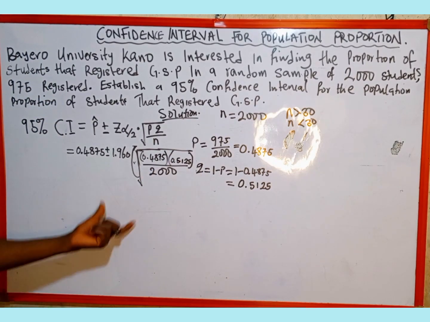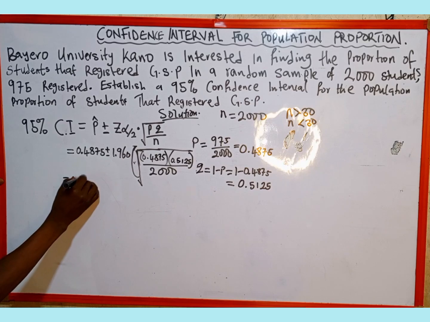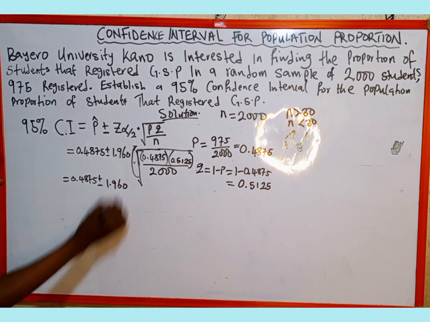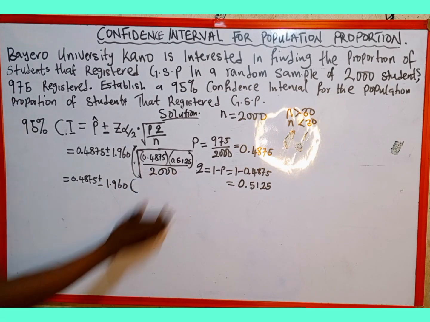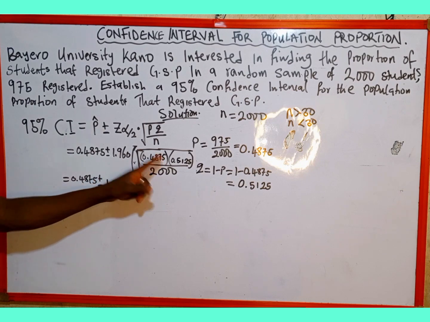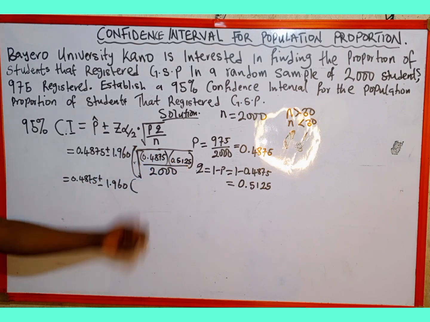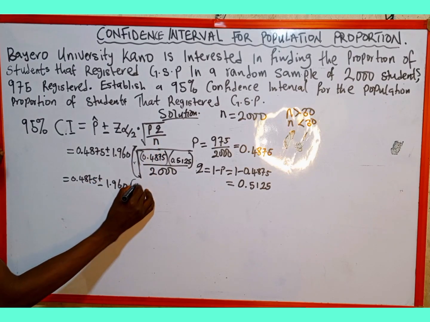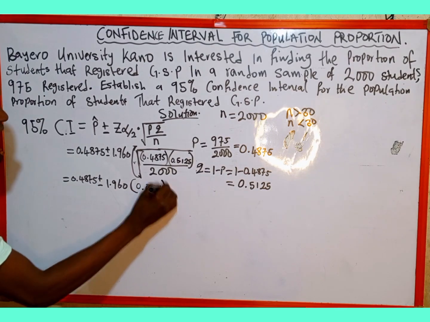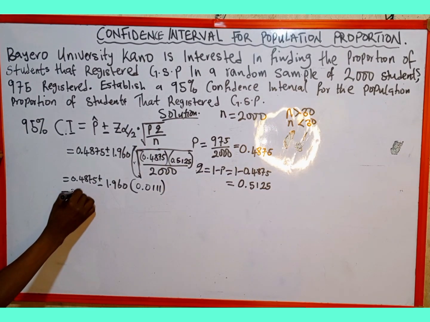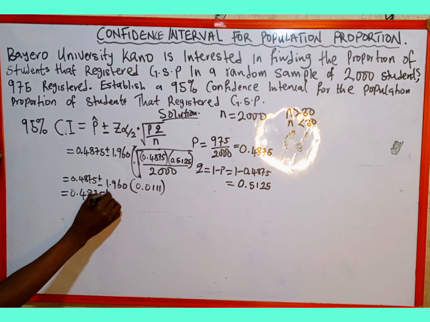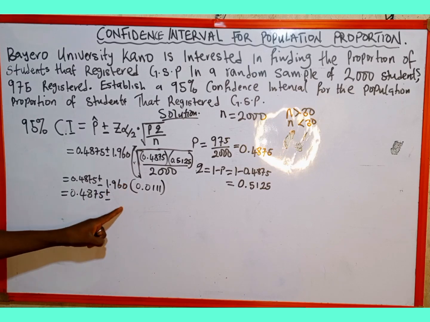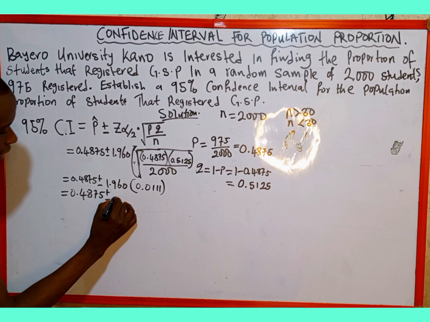So the next thing we're going to do is to simplify. We're going to have 0.4875 plus or minus 1.960. Simplify inside this bracket: 0.4875 multiplied by 0.5125, then divide by 2,000. If you take the square root of the answer, it's going to give us 0.011. So we're going to have 0.4875 plus or minus 1.960 multiplied by 0.011, which is going to give us 0.0219.